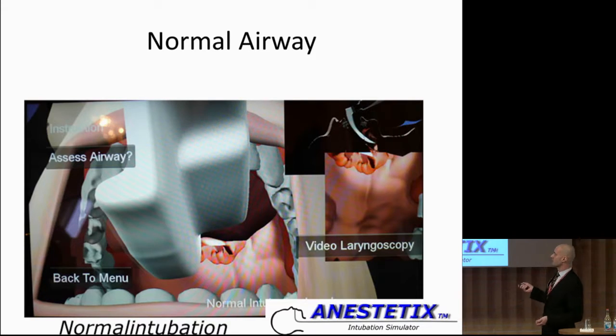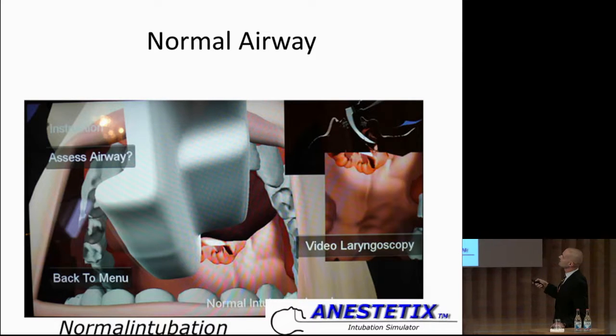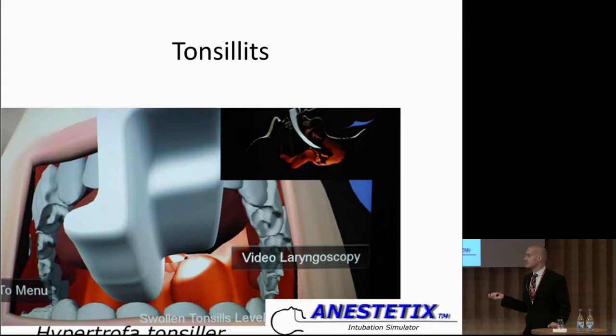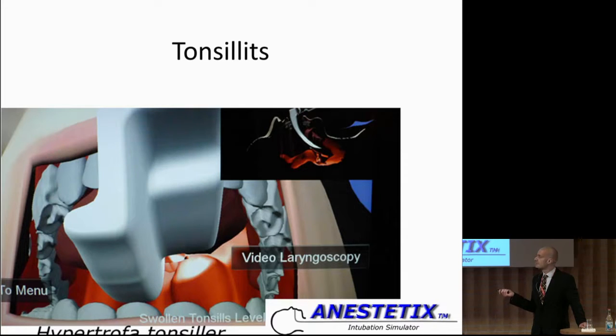Here you have a picture of a normal airway. This is the opening of a normal trachea, the windpipe, and this is the instrument you use to move the tongue out of the way. On the same screenshot, you have a video laryngoscopic picture, which is taken from a virtual camera on the tip of the instrument. And on this picture, you have a patient that has swollen tonsils, as in severe tonsillitis, or in a cancerous condition. And you see the opening of the windpipe is quite small, and placement of a tube might be very difficult in this case.